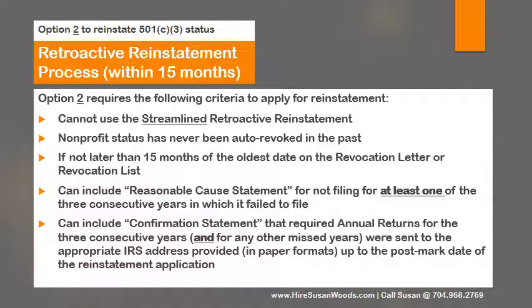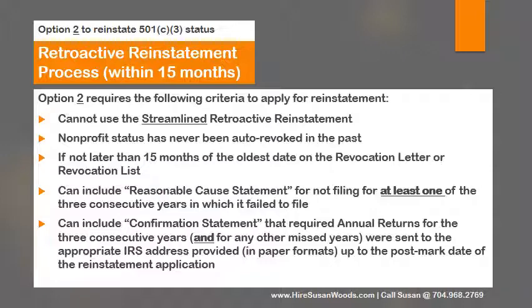because using option 2, you have to have evidence, provide a confirmation statement that you have completed all of the annual returns for the 3 consecutive years you didn't file and any other missed years. So let's say that you missed 3 consecutive years, but you also missed 4 years after that. So that means you have to send in paper format 7 years of annual returns. And the IRS provides a certain address that you have to send it to.